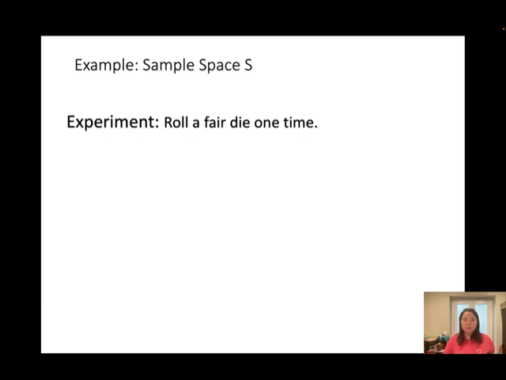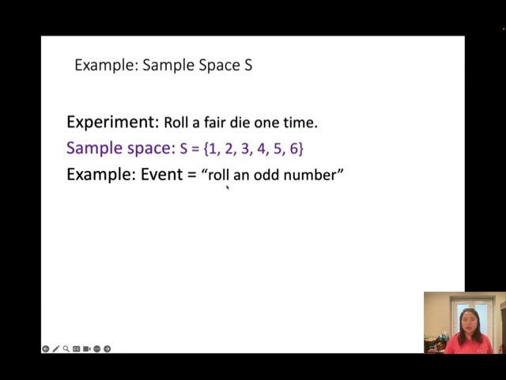Okay, for example, roll a fair die 1 time. Fair die means there is an equal opportunity to get each number. So again, this is the sample space. And then the event, roll an odd number. Okay, which ones are going to be your odd numbers? We have 1, 3, and 5, right? So this is going to be my outcomes.